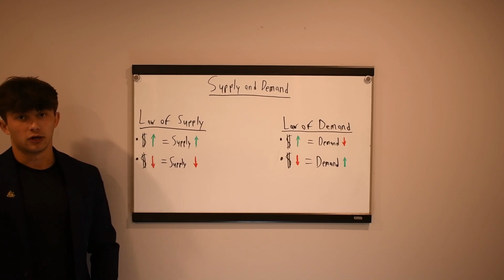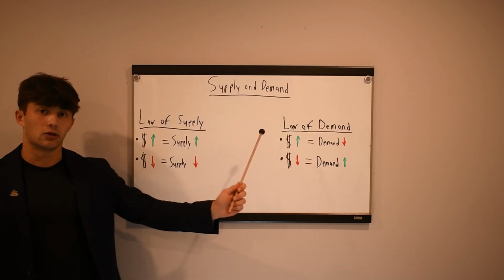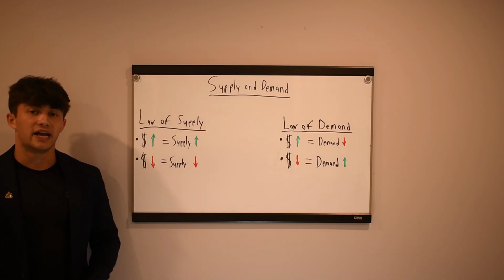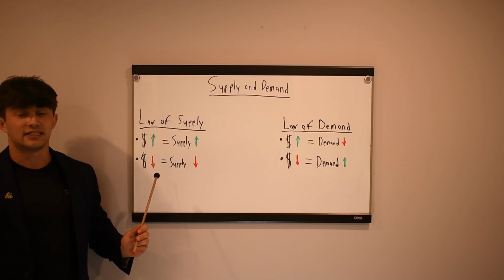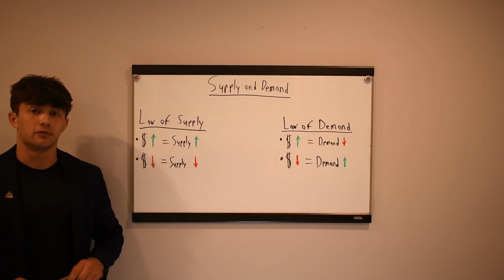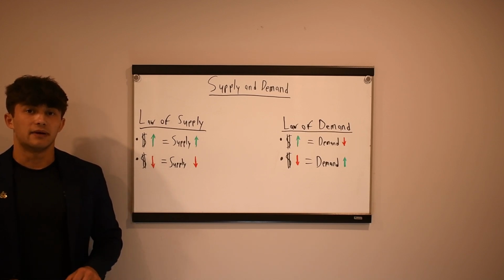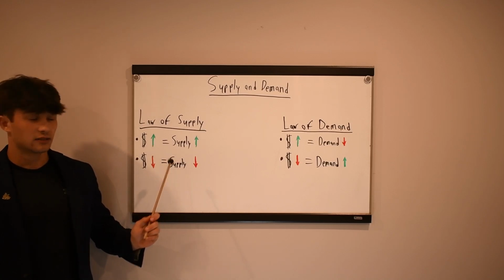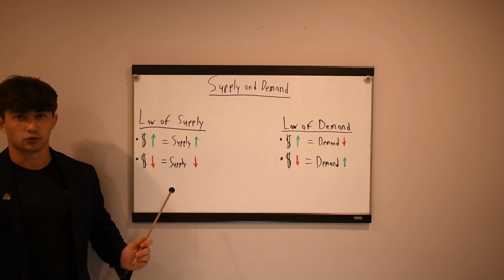And we have two important laws that we're going to look at: the law of supply and the law of demand. Supply is the amount of people willing to sell an asset, and demand is the amount of people willing to buy that asset. The law of supply states that there's a direct relationship between the price of the asset and the amount of people willing to sell the asset. So as the prices rise, the supply will rise, and as the prices drop, the supply will drop.